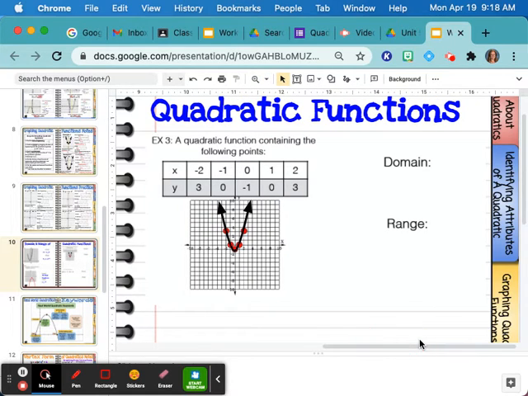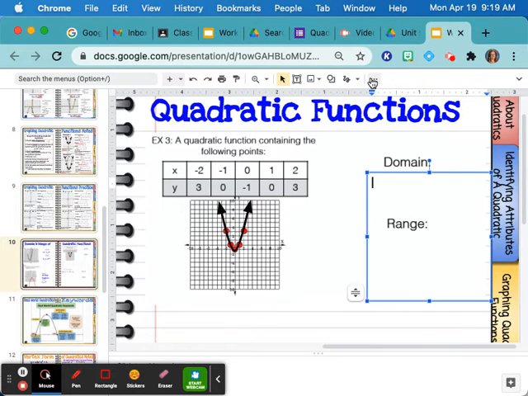Do y'all have it graphed? Y'all need a few more seconds. And I grabbed this quadratic from slide 8. That picture? Yeah. So copy it, control C, and then come back over to your slide. Control V. Create a text box so we can put domain and range in there.